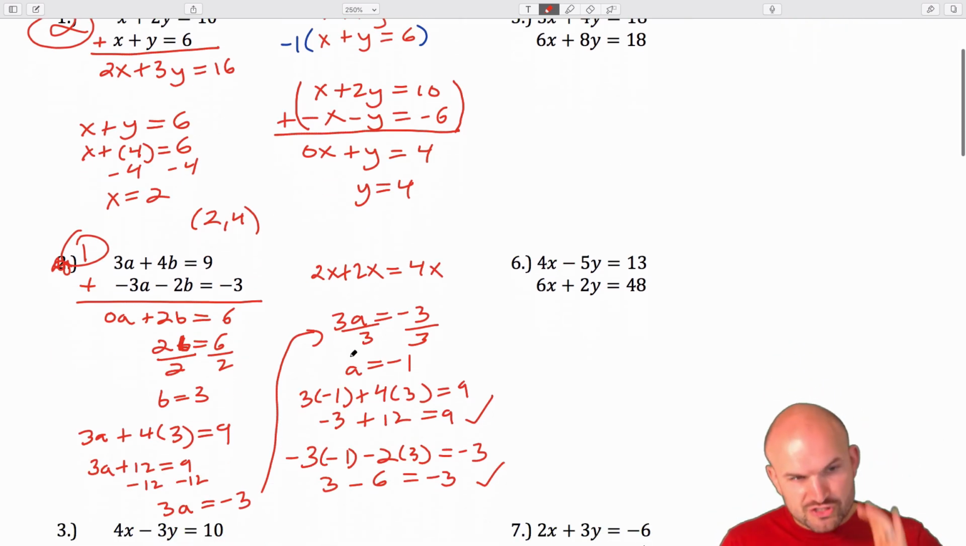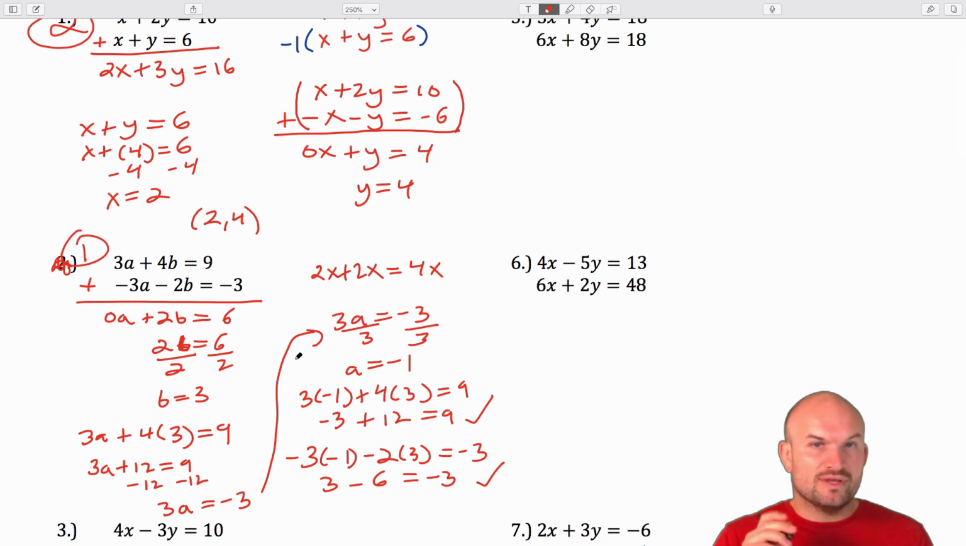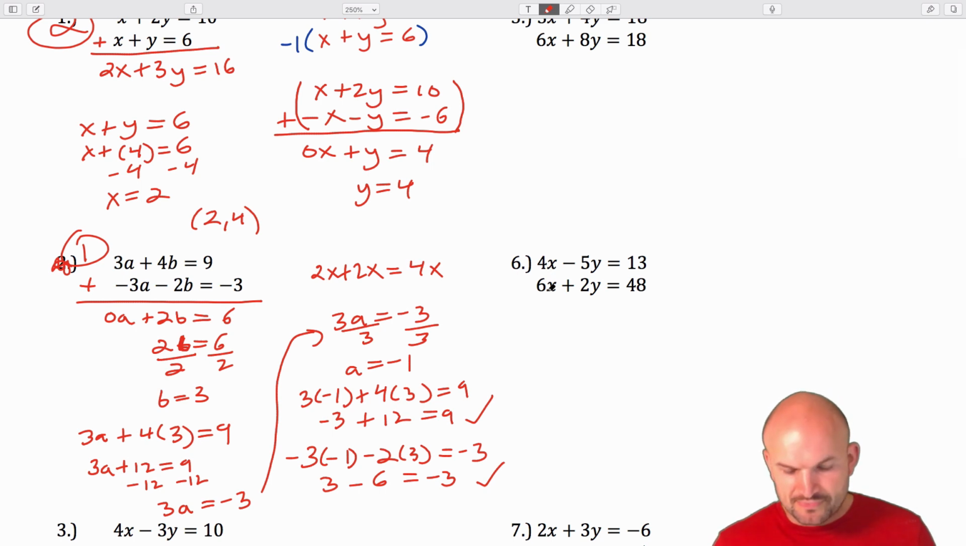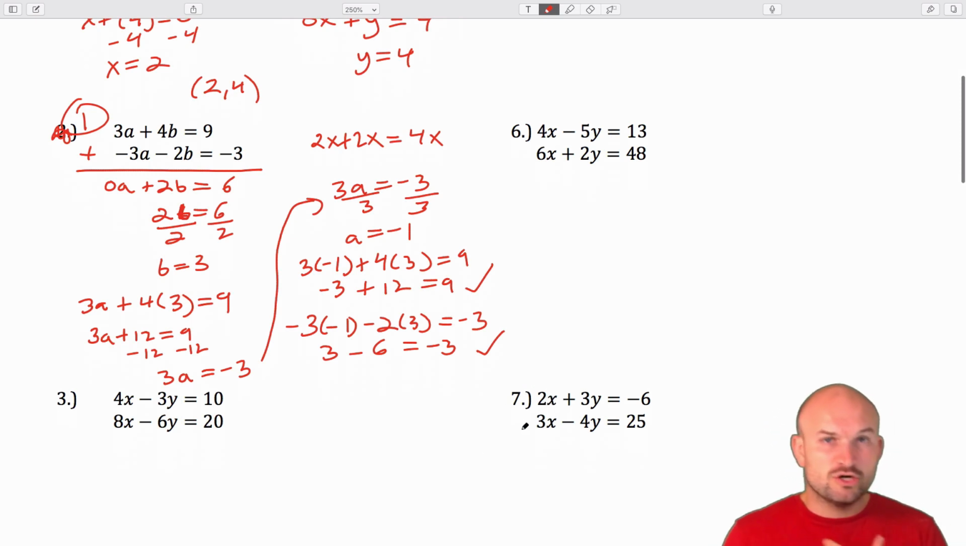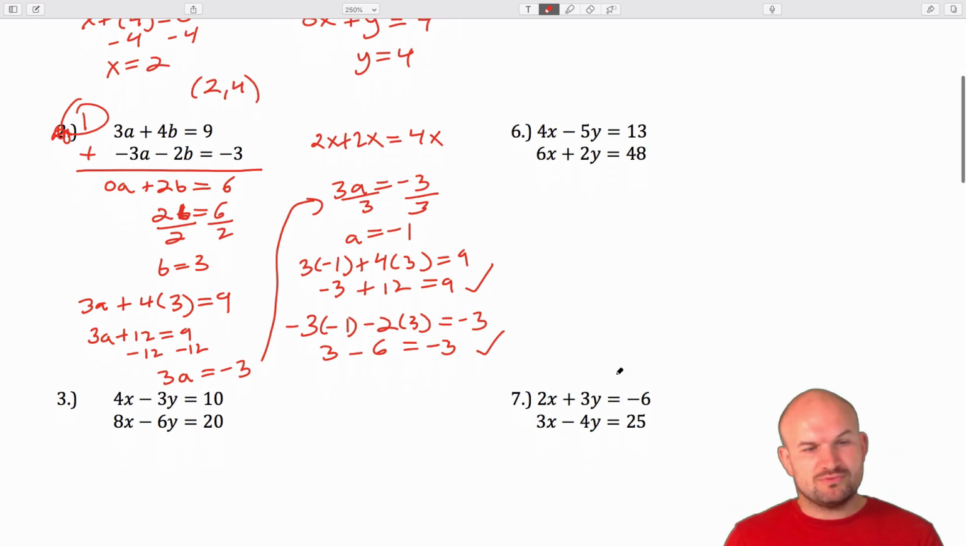So those are your two basic examples. When the coefficients are the same, one positive and one negative, just add them. And if they're both positive or both negative, then you're going to want to use a multiplier of -1 to multiply one of those equations. But usually the problem that a lot of students get is when the coefficients are not the same. How do you decide what to multiply by?